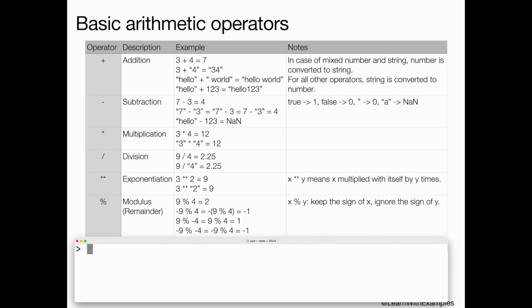First, let's take a look at the most basic arithmetic operations: addition, subtraction, multiplication, and division. Please be aware that these operations apply to not only numbers, but strings as well. Adding one string to another is equivalent to string concatenation. You can even add a number to a string, or vice versa. In both cases, the number will be converted to a string, followed by the string concatenation operation. For example, number 3 plus the string 4 equals string 34.